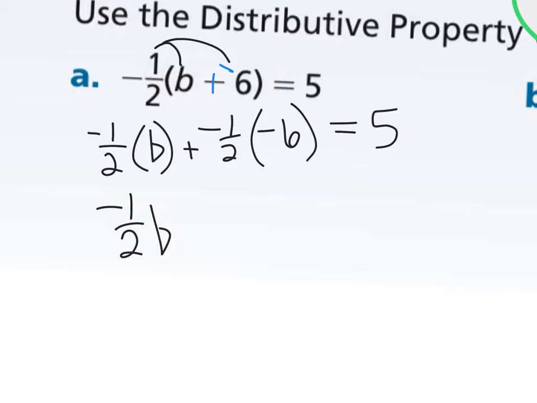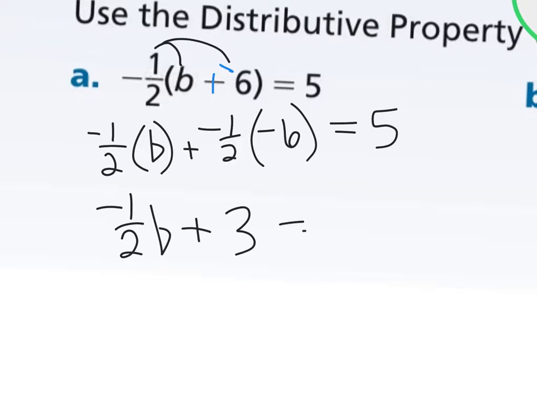Alright, so we'll have a negative 1/2 times b. The next part, we multiply negative 1/2 times negative 6. Negative times negative is positive, and basically we're taking half of this then. If we do half of 6, it would be 3.